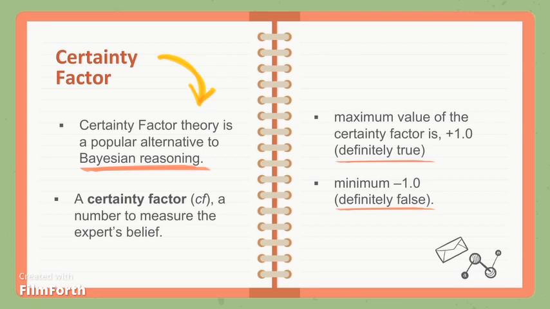It uses a number to measure the expert's belief. The maximum value of certainty factor or CF will be positive 1. This means it is definitely true, and the minimum value is negative 1, which means it's definitely false.